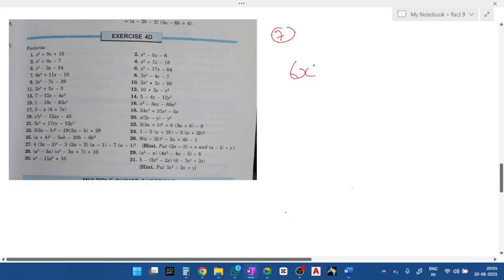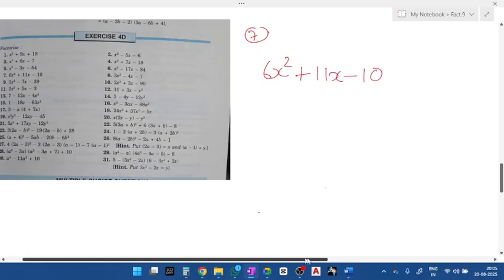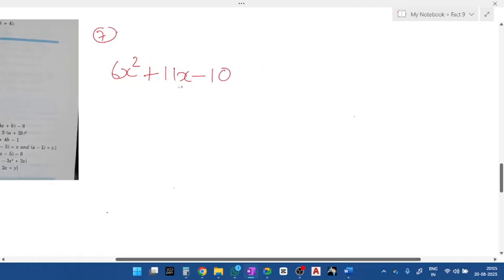6 into x square, 11x minus 10. Fine. One more thing. Look at the arrangement of this. Which one is present first? Degree 2 or degree 1? Degree 2. The same question, if I write like this, you have to rearrange, students. You can't do it directly. It would be very tough. First, you have to rearrange.